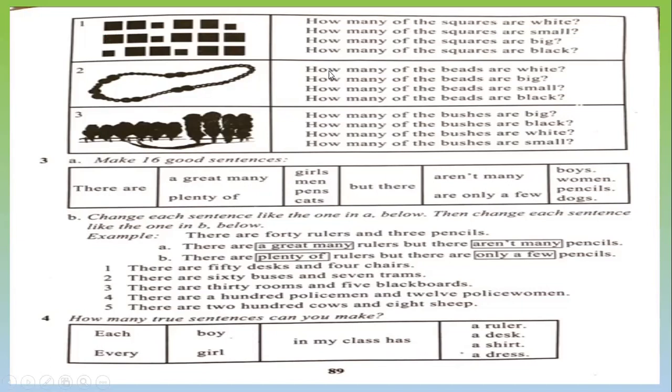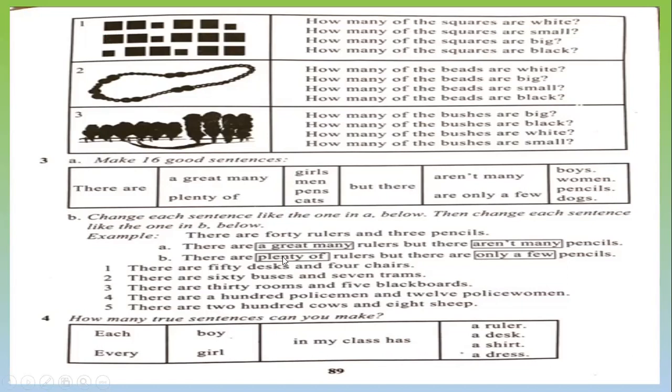Like this, it's just for all these exercises, for your practice only, to understand, to clear the concept in your mind of how we use these quantifiers in our speaking or in our writing. When we have too many, then we use a great many or plenty of. And when there is not more, then we say aren't many, meaning not many, or only a few.